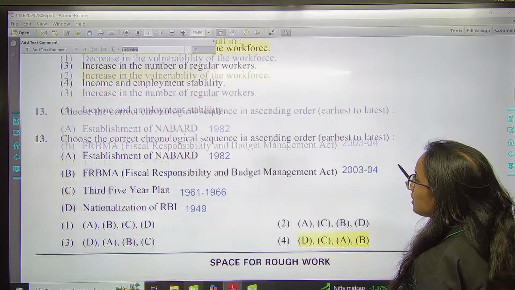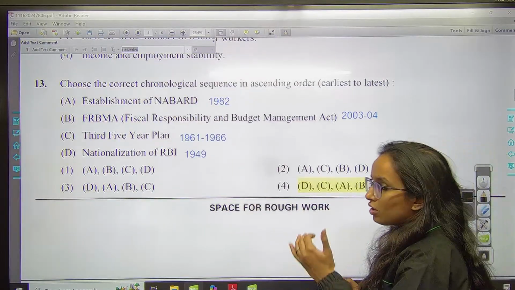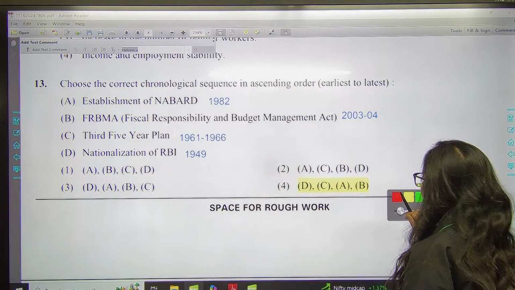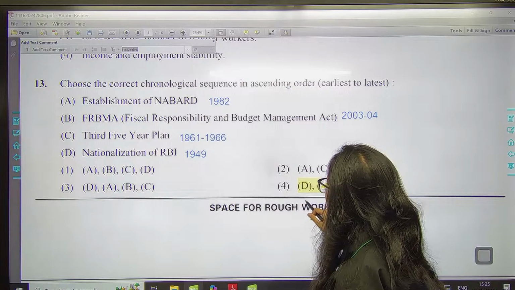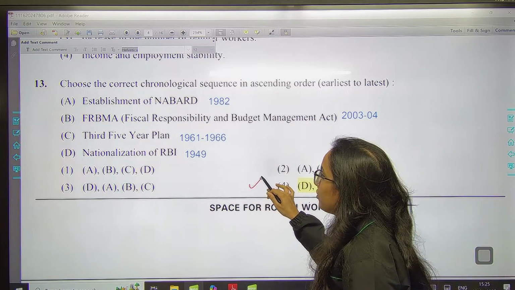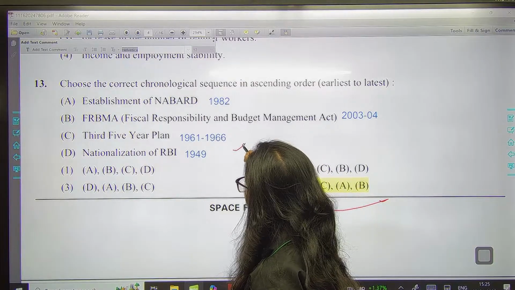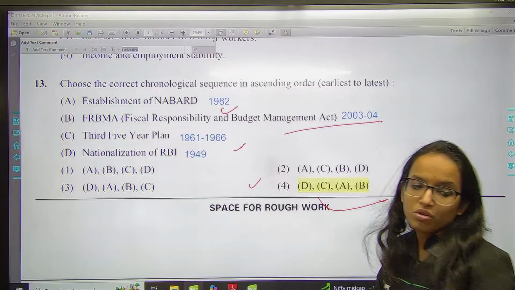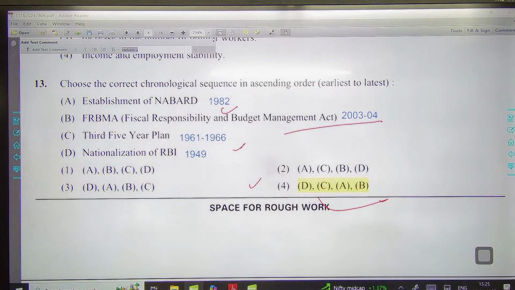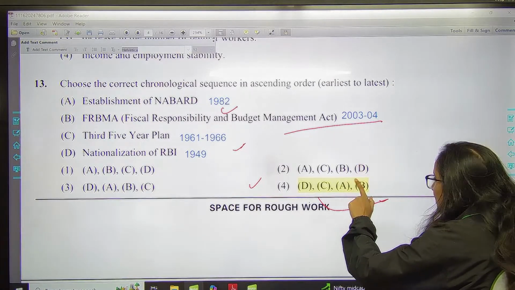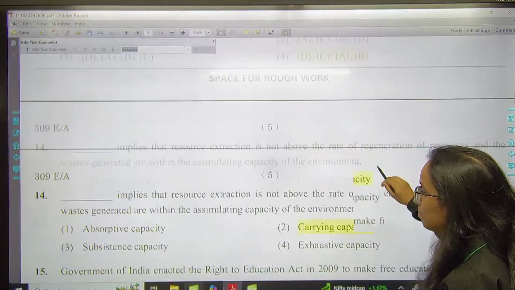Then next again you see ascending descending order. Again chronological order of establishment of these famous organizations and plans. So here the answer would be DCAB. RBI was nationalized in 1949. Then you have third 5-year plan 61-66. Then 1982 establishment of NABARD and 2003-4 FRBM Act. So sequence based questions are being asked again and again, right? This is I think second time they have asked in the same paper.